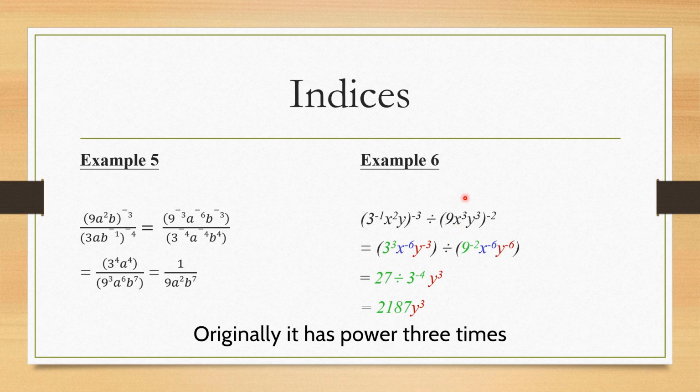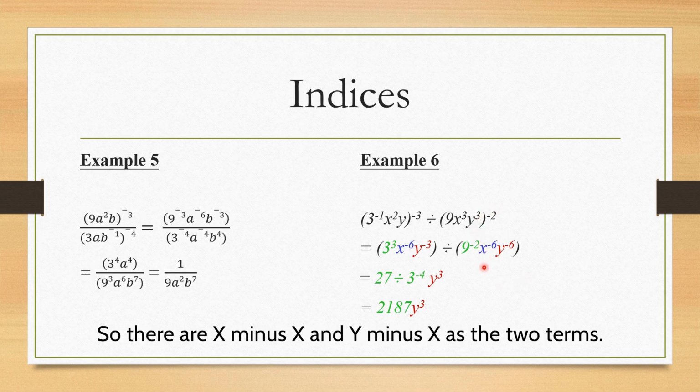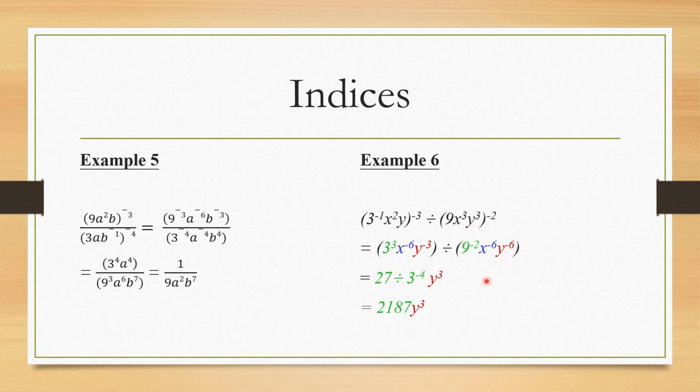X, originally it has power 3. 3 times minus 2 is minus 6. So there are x to the minus 6 and y to the minus 6 as the two terms.